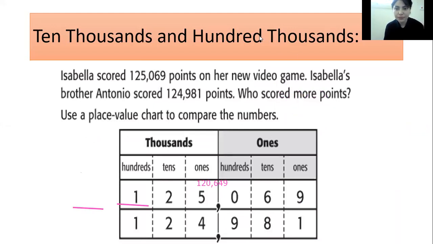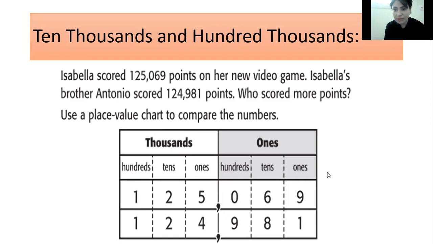This is another example here. Isabella scored 125,069 points on her new video game. Isabella's brother Antonio scored 124,981 points. Who scored more points? Use a place value chart to compare the numbers.